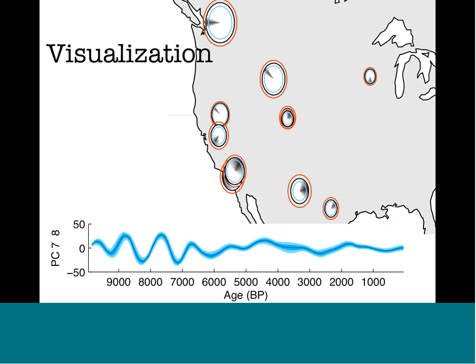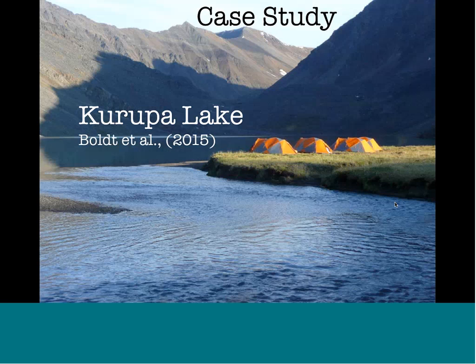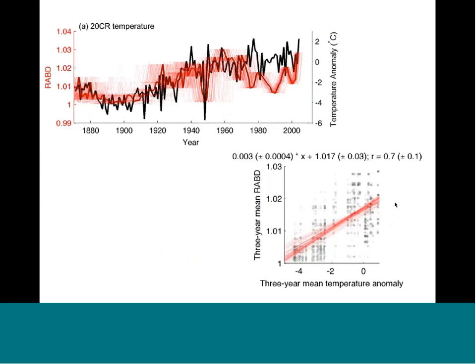So I'd like to quickly run through a case study for how this might work for a single site. I was involved in this project led by Brandon Bolt that was just published in the Holocene, looking at Krupa Lake, north of the Brooks Range in Alaska. And here was something like I was just describing. Brandon noticed early on that there was this pretty tight relationship between this parameter that has to do with chlorophyll abundance in the sediment, RABD, and temperature near the lake. But there's time uncertainty in this part of it.